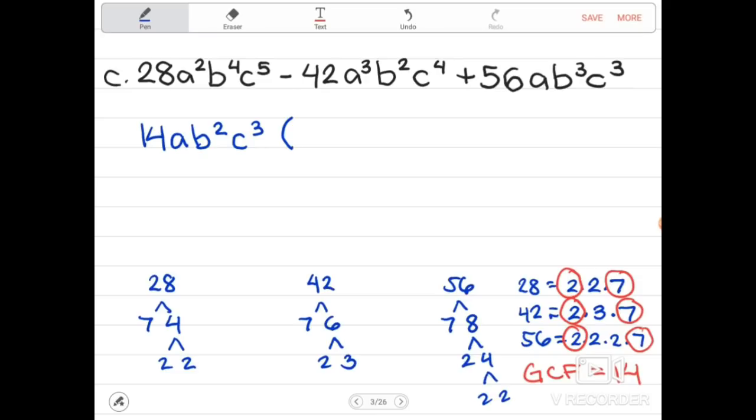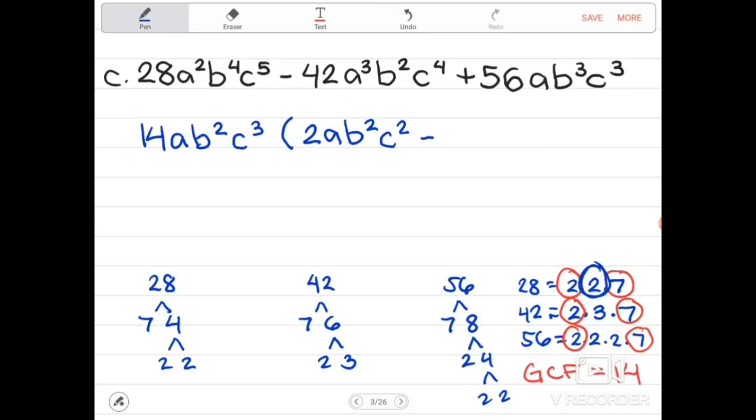Then, tignan natin ano yung matitira sa loob ng parenthesis. So, for 28, ang natira doon is 2. So, 2 for a. So, 2 minus 1, we have a. For b, 4 minus 2. Yung exponent lang, ima-minus lang natin yon. So, 4 minus 2, that is 2. So, b squared. Then, for c, 5 minus 3, that is 2. So, c squared. Okay?